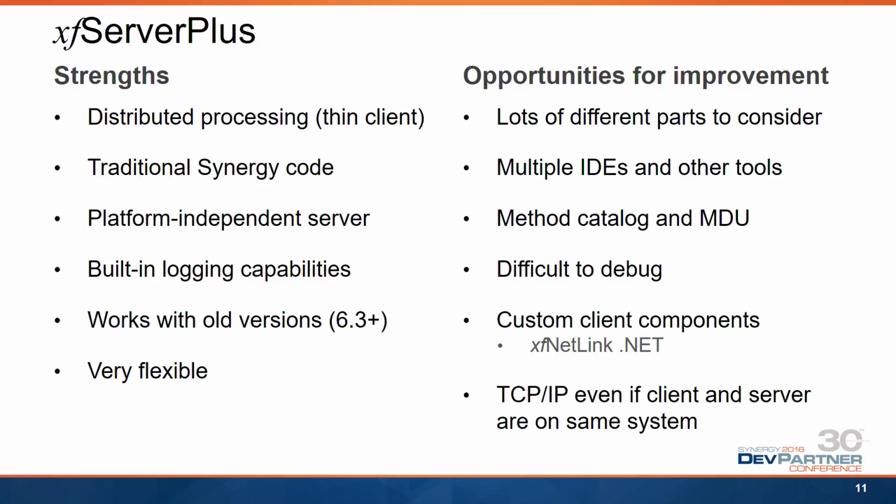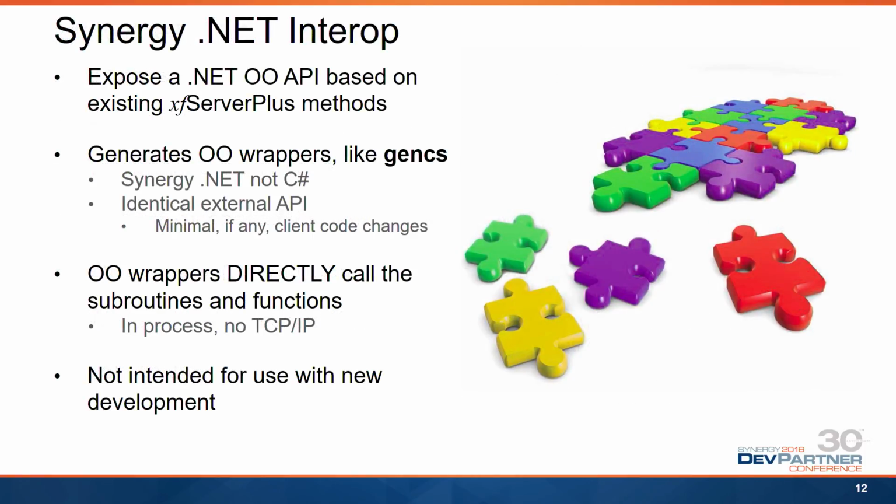It is difficult to debug. It's possible to debug. Since we've had the remote debugger, there are ways of debugging server-side code, but it's not nice. It's certainly not a pleasant experience. There's also the fact that you have to have custom client components to get into this world, and TCP/IP use, even though your client and your server might be on the same system. So there are some inefficiencies built in there that we now have ways of improving on. And that's really where Interop comes into play.